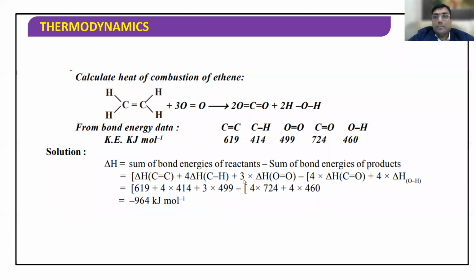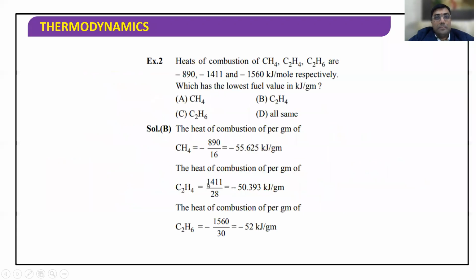Let us see another question. Heat of combustion of CH4, C2H6, C2H4 are given. Which has the lowest fuel value in kilojoules per gram? Per gram, if you subject it to combustion, you should get more heat. Clear or not? I didn't get the point? Nothing to worry, I'll teach you.